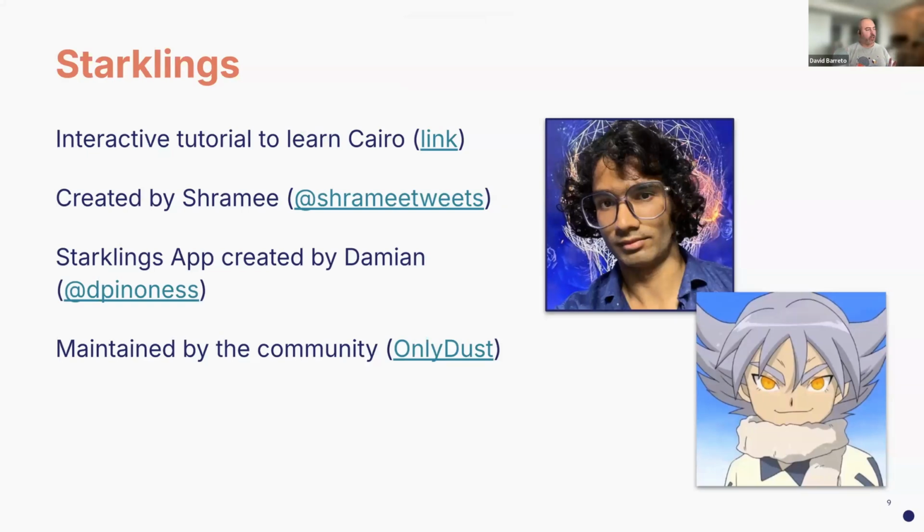Just to put you in context, the real goal of today is to solve Starklings. Starklings is an interactive tutorial for you to learn Cairo. It was created by Shramee, you see here with the big glasses. The original version was meant to be a Rust program that you run in your terminal. But then Damien took this idea one step further and created a whole web application where you can run Starklings directly in your browser without having to install anything, which is way more convenient. And that's what we're going to use today, the Starklings app.